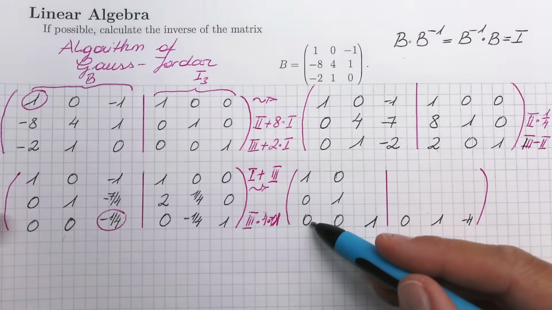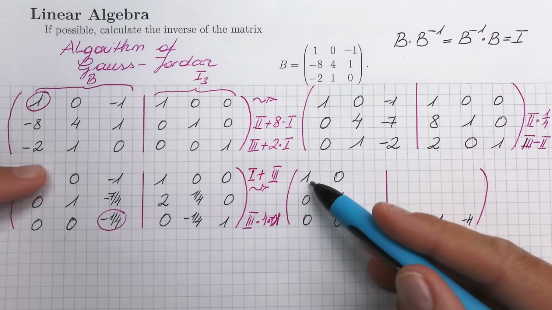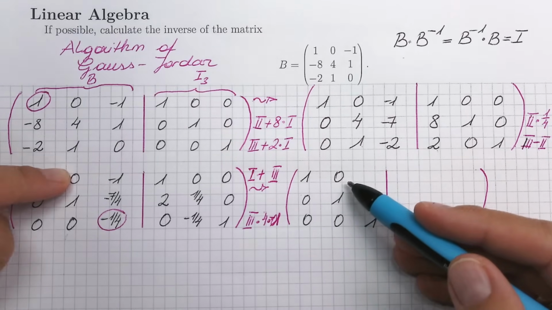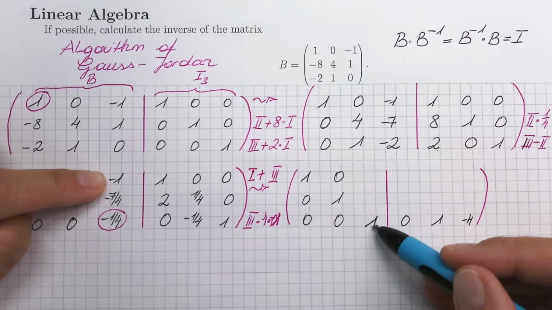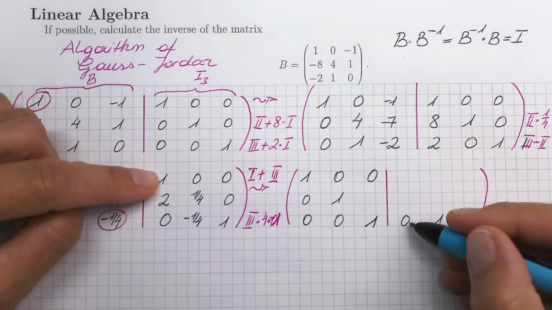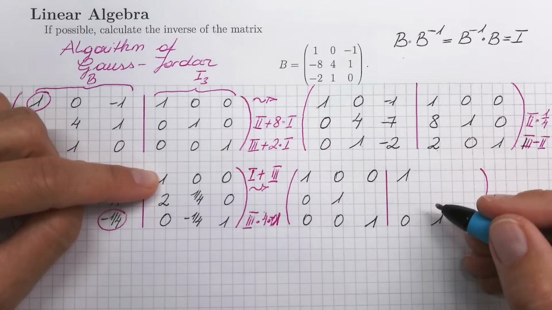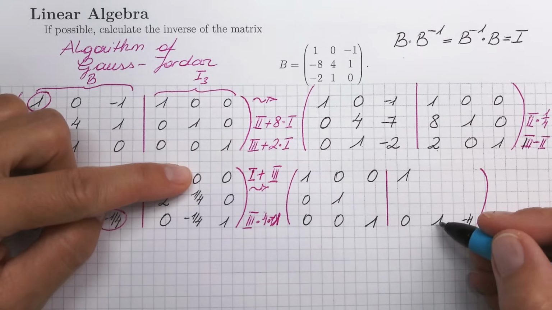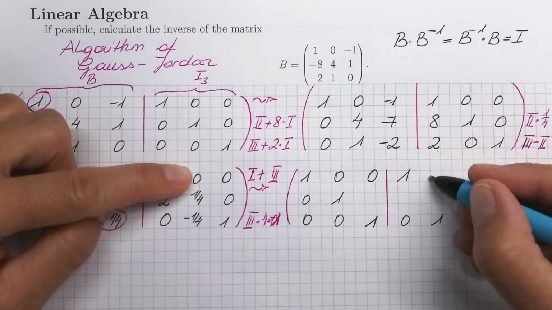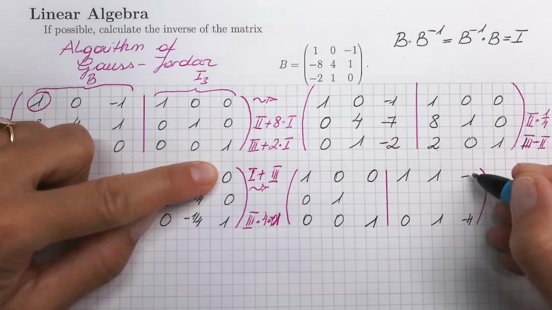So 1 plus 0, you can see it here, 1 plus 0 is 1, 0 plus 0 is 0. Now we're here, minus 1 plus 1 is 0. 1 plus 0 is 1. 0 plus 1 is 1. And 0 plus minus 4 is minus 4.